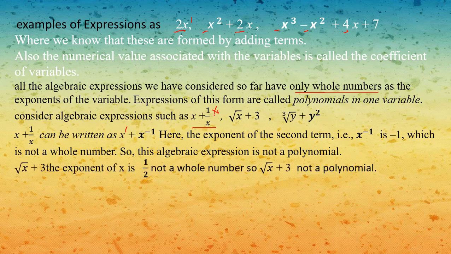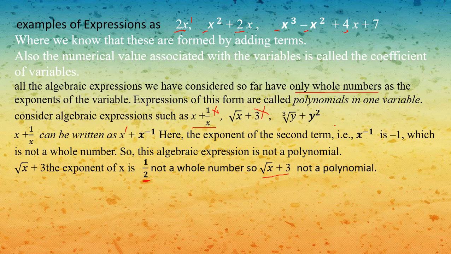Let's take the second example, x cube under root x plus 3. Now here, the exponent of under root x is 1 by 2. This 1 by 2 is also not a whole number. That means we can say x cube under root x plus 3 is also not a polynomial.